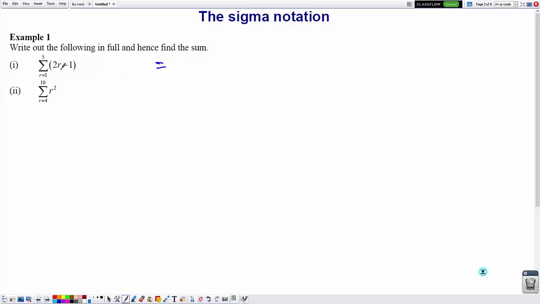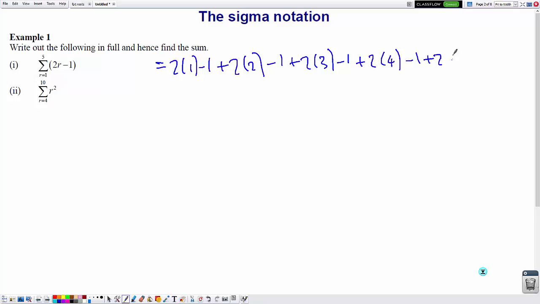Okay, so r goes from 1 to 5, so when r equals 1, of course 2 times 1 minus 1, then r equals 2. But before that, we're going to add, because it's a sigma, so it's a sum. Then it's 2 times 2 minus 1, and then 2 times 3 minus 1, plus 2 times 4 minus 1, plus 2 times 5 minus 1. And then this, you just work it out. There's nothing interesting about this. This is 2 minus 1 plus 4 minus 1 plus 6 minus 1 plus 8 minus 1 plus 10 minus 1. And I think this gives you 25.